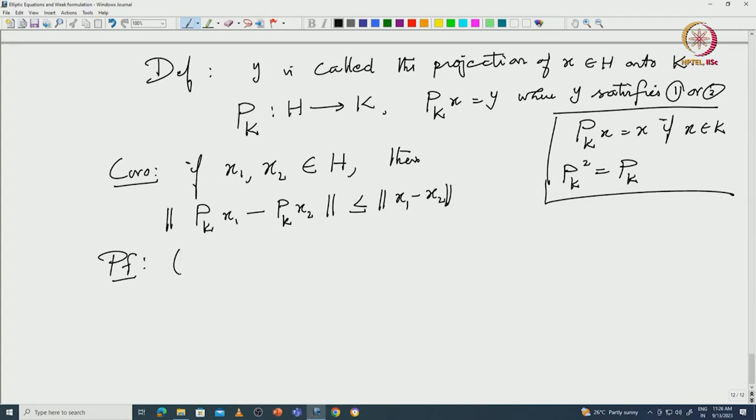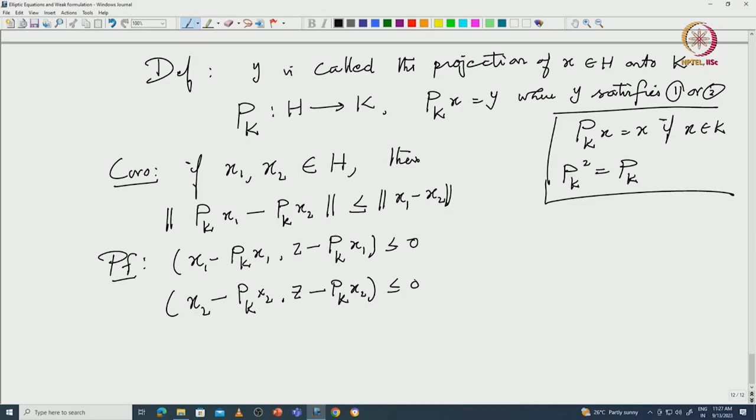By definition of P_K of x1, you look at the inequality: inner product of x minus y, z minus y is less than or equal to 0. So, you have inner product of x1 minus P_K of x1, z minus P_K of x1 less than or equal to 0, and inner product of x2 minus P_K of x2, z minus P_K of x2 less than or equal to 0. What you do is that here you take z equal to P_K of x2, z is arbitrary, so you can take this one.